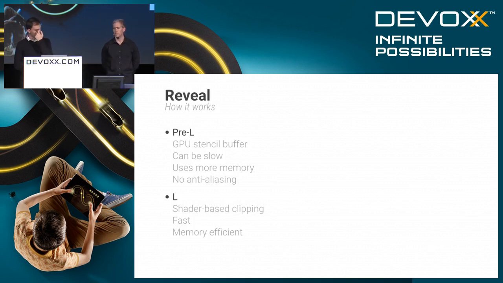So the new version in L uses shader-based clipping. It's simple: whenever the system needs to draw something, it computes the distance of that pixel from the center of the reveal circle, and then we just modulate the alpha value of that pixel based on that distance. So it's really fast, doesn't use more memory, works with everything, and is completely dynamic, so the content can change inside the clip itself, inside the reveal itself.